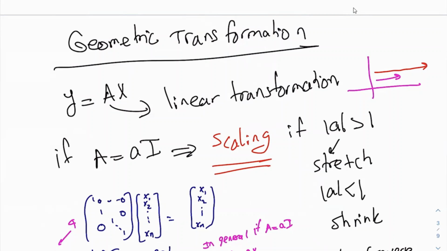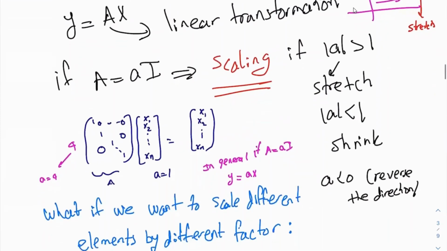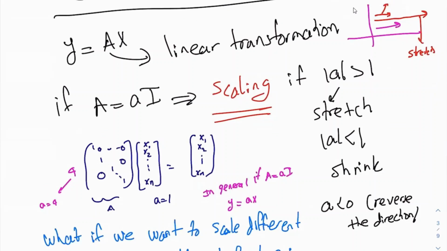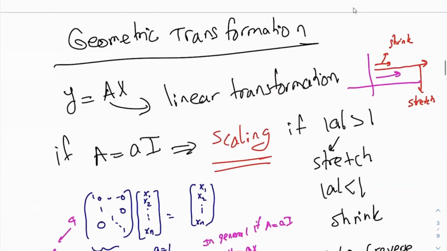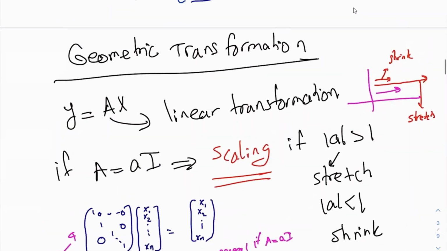If the absolute value of a is less than 1, you are shrinking it. So this is the case of a stretch. And for shrinking, let's say a is 0.5, you get this, you get a shrink. Now, if a is less than 0, we are actually flipping the vector. We're reversing the direction of the vector. What it means is that, let me use another color, you get this, for example, a less than 0, reversing direction. Okay, good.